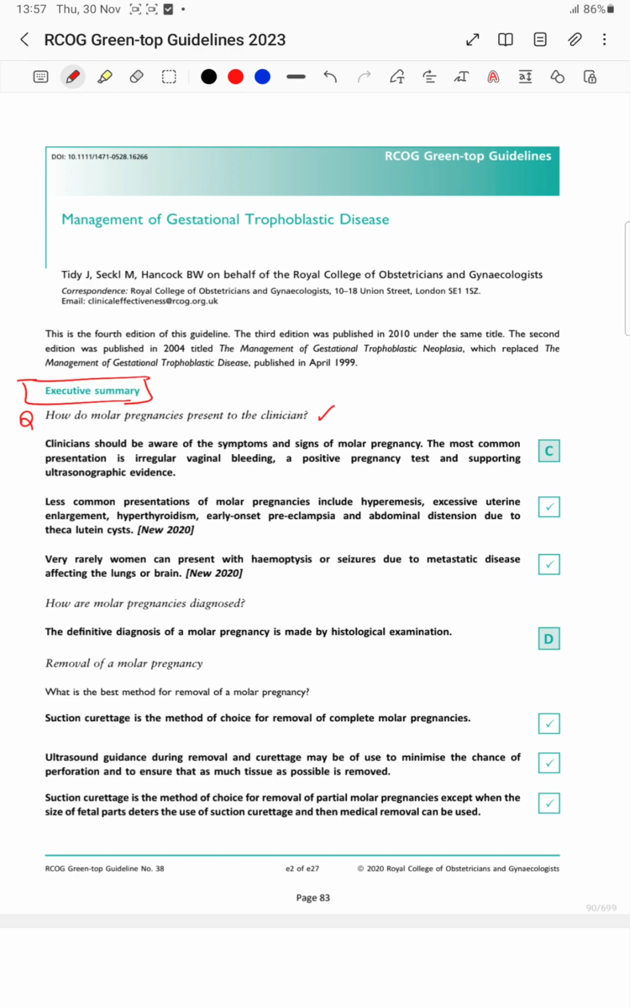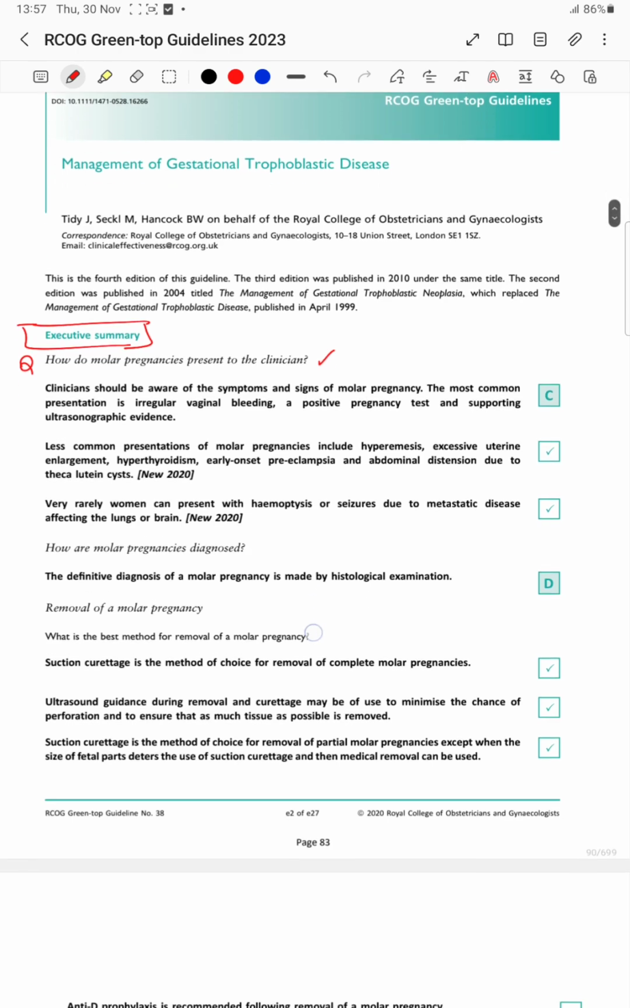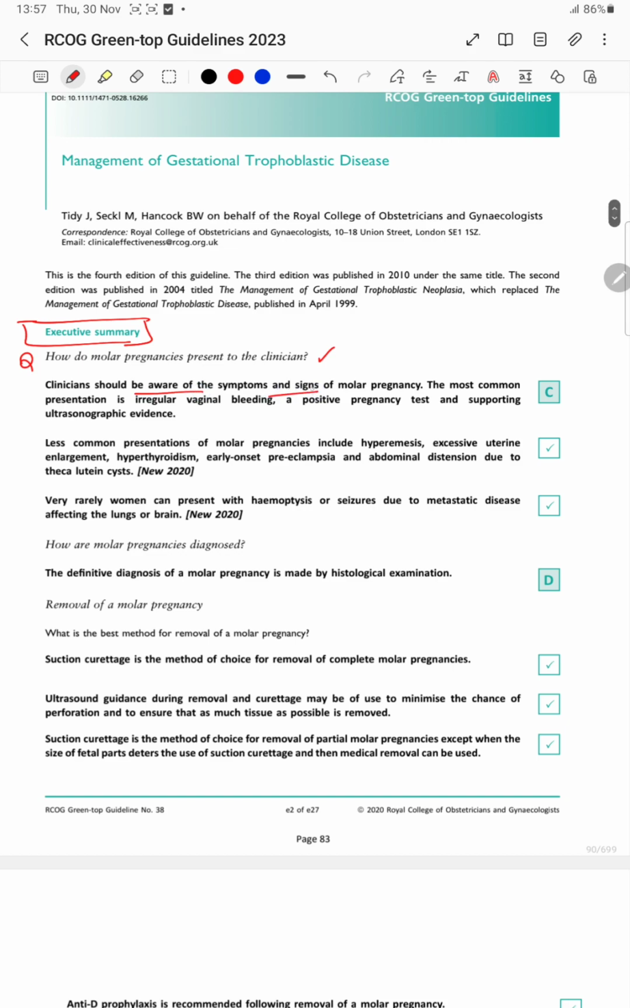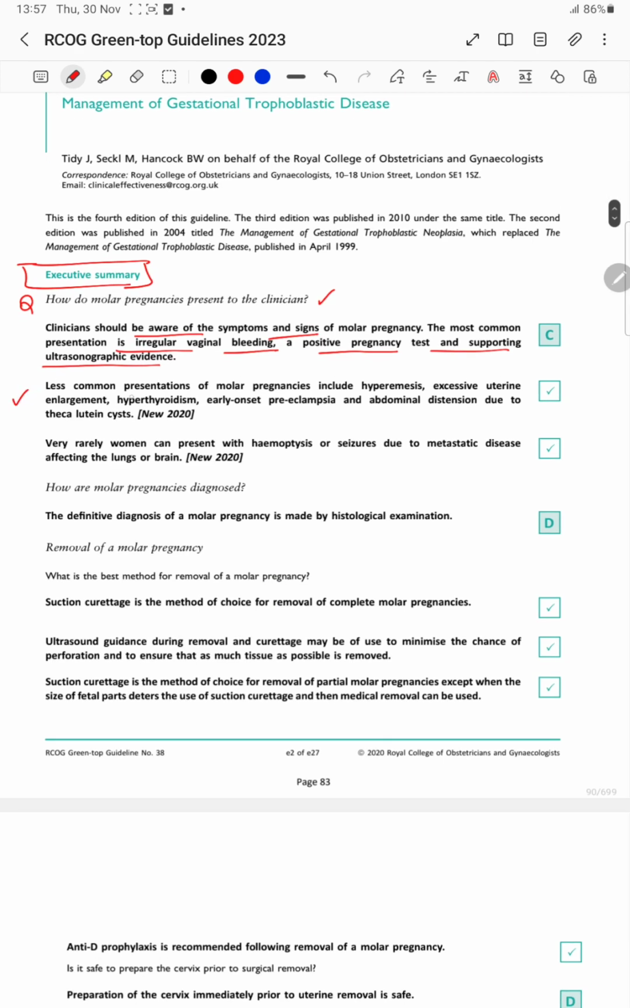Starting with the question, how do molar pregnancies present to clinicians? Clinicians should be aware of the symptoms and signs of molar pregnancy. The most common presentation is irregular vaginal bleeding, a positive pregnancy test, and supporting ultrasonographic evidence. Less common presentations include hyperemesis, excessive uterine enlargement, hyperthyroidism, early onset preeclampsia, and abdominal distension due to theca lutein cysts. Very rarely, women can present with hemoptysis or seizures due to metastatic disease affecting the lungs or the brain.